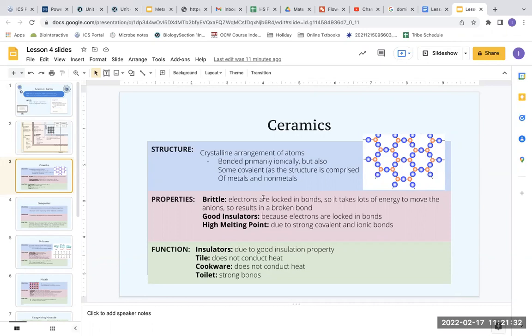And the function of ceramics, I think you guys are pretty much all set for that one. I saw correct answers in all of your documents.